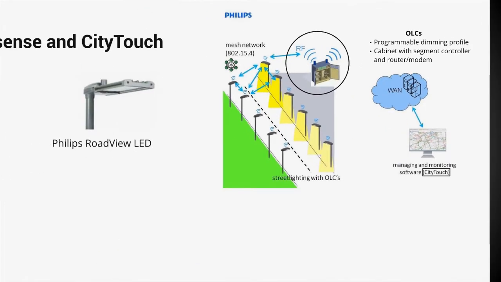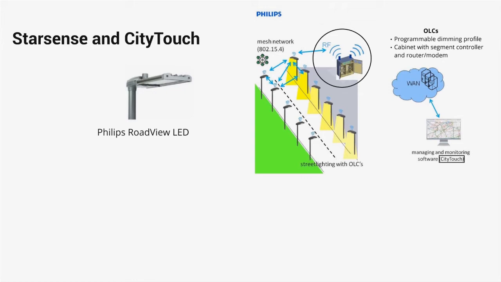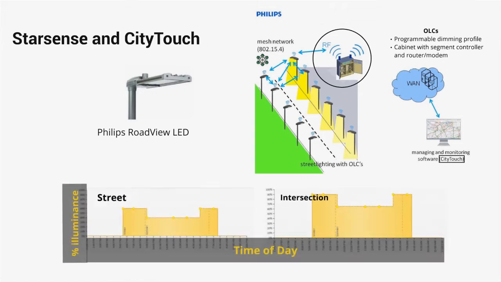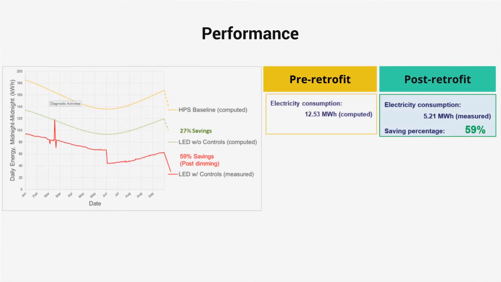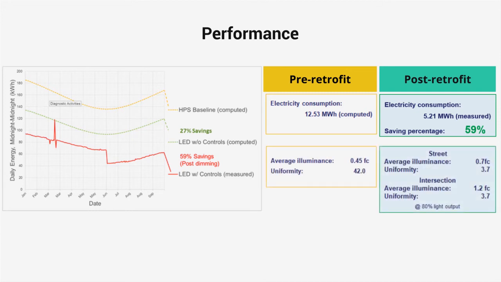So utilizing these outdoor lighting controllers, different dimming schedules were applied to the street and intersection according to the Illuminating Engineering Society's roadway lighting design standards. And then the results they got at the end of this demonstration, the StarSense and CityTouch systems achieved 59% energy savings with improved luminance. Sounds great.